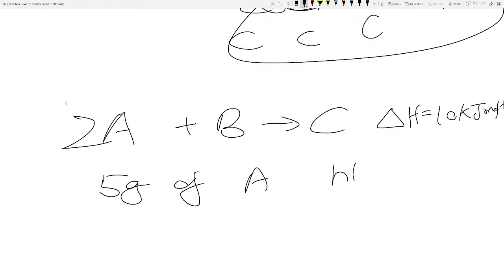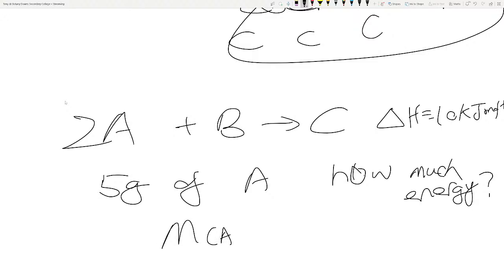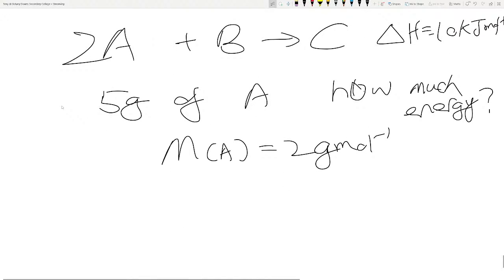All right, how much energy is released? Well, absorbed is negative, released, let's go with negative. And I know the molar mass of A is 2 grams per mole, for example, just making this up. So you need to look at this equation. You need to find A because I'm interested in that.